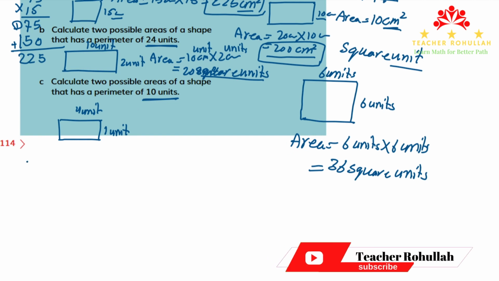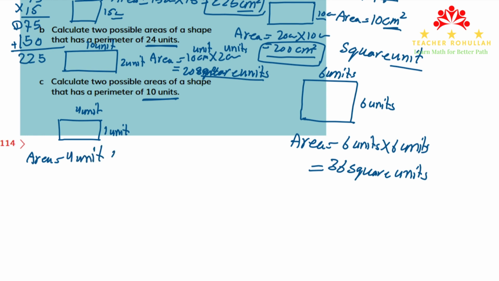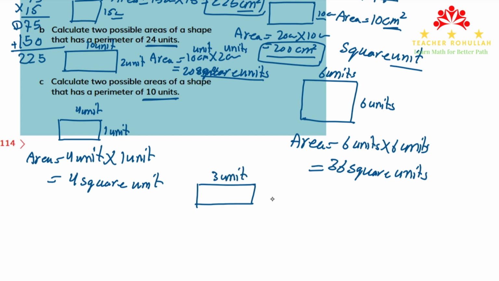Now to find the area of this shape, we can write area is equal to 4 units times 1 unit. Now 4 times 1 is 4 square units. The other shape that I can draw, let me draw it here, can be a rectangle that is having the length of 3 units and the width of 2 units. So 3 plus 3 is 6, 2 plus 2 is 4, and 6 plus 4 is 10. The perimeter of this shape can also be 10 units.